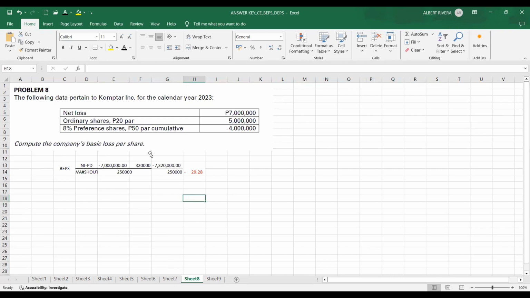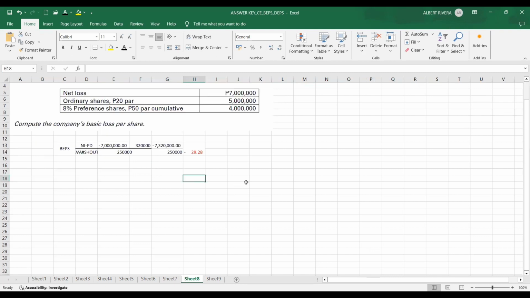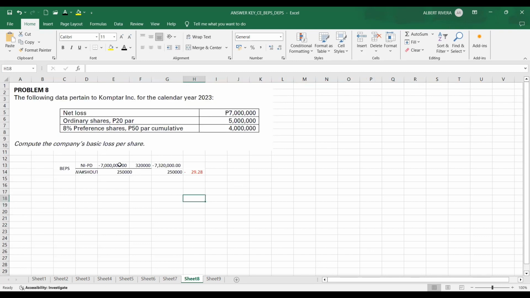Ito naman. Basic loss per share. Pareho lang to. Okay? Ito net loss natin. Plus the dividends of 320,000. That is 4 million times 8%. Okay? Equivalent to 1 year. And this is the number of shares outstanding, which is 5 million divided by 20. So that is 250,000. So this is 7.32 divided by 250. The basic loss per share is 29.28. Okay?